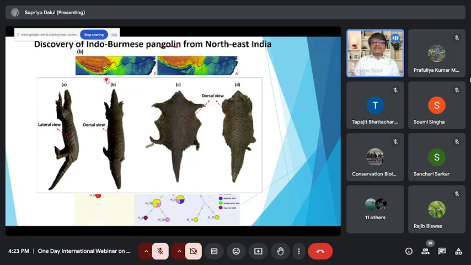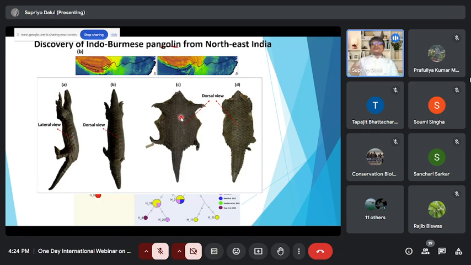So this is morphologically how we tried to explain. This is the lateral view of the Indo-Burmese pangolin, and this is for the Chinese pangolin. You can see there is a difference in color and the scale patterns. Here also, this is the dorsal view of the Indo-Burmese pangolin, and this is for the Chinese pangolin. And there is a clear-cut differentiation in color, scale size, and scale pattern.